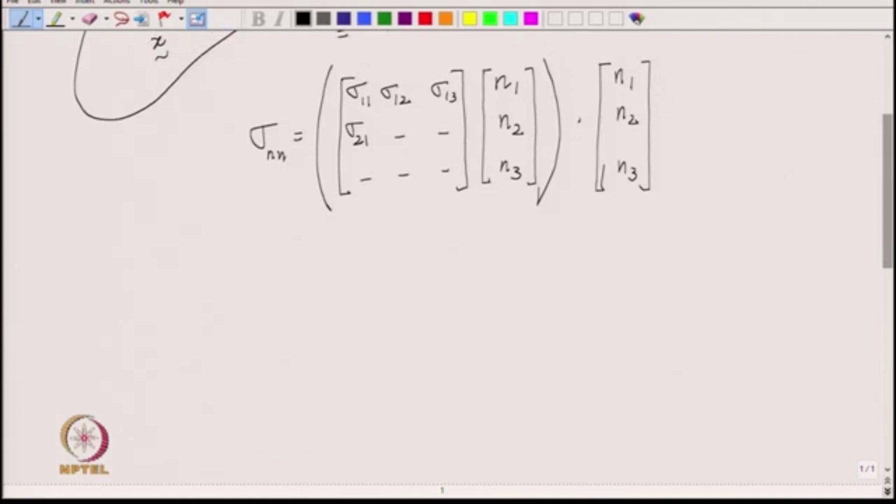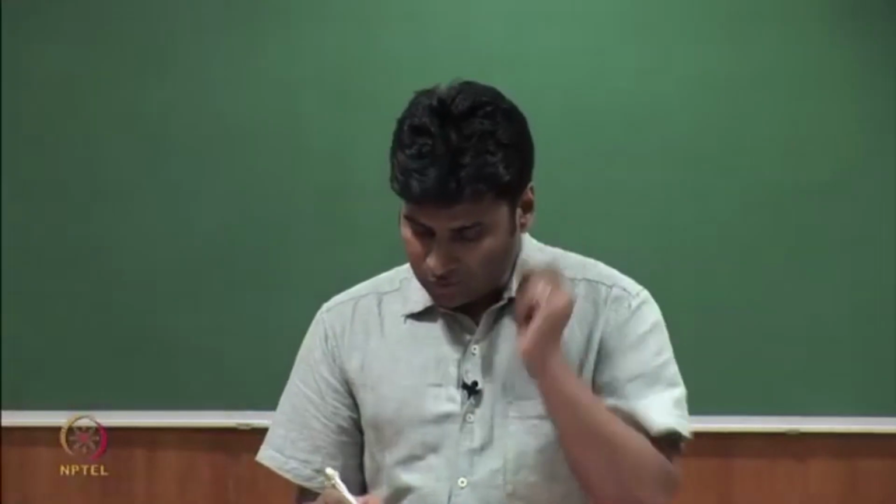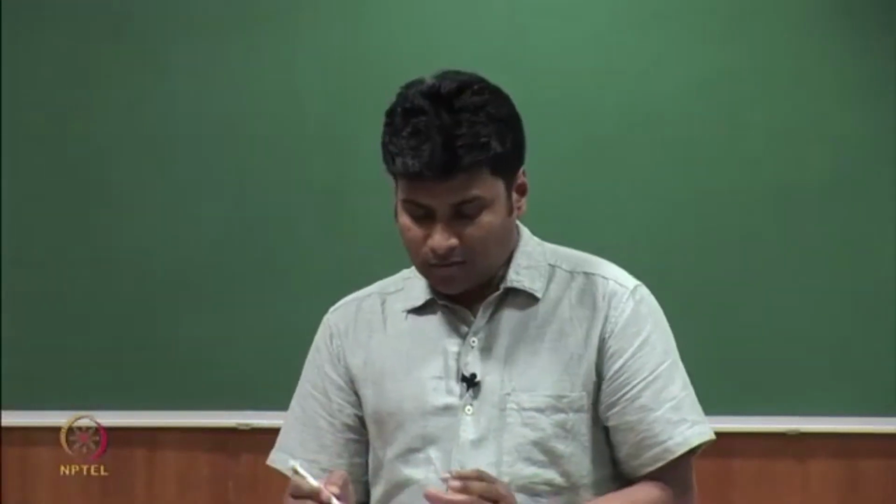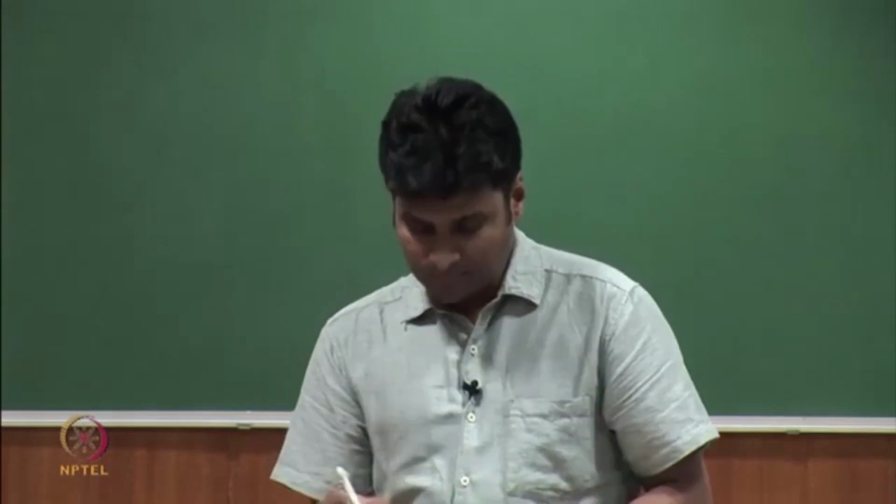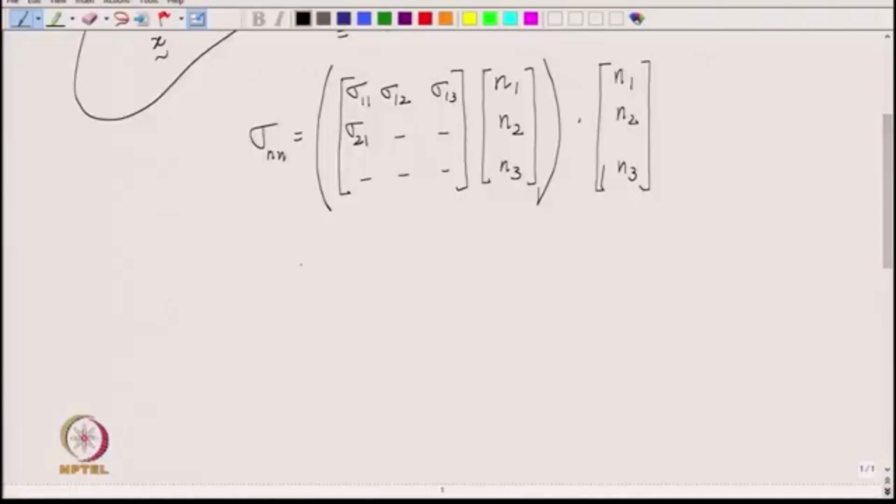So, can we write this down in terms of summation? Yes, as you can remember from the first lecture, when you do matrix vector multiplication, this whole thing is then two summations, summation over i and summation over j, sigma i j n j into n i, right. This whole thing you could write in the summation convention.